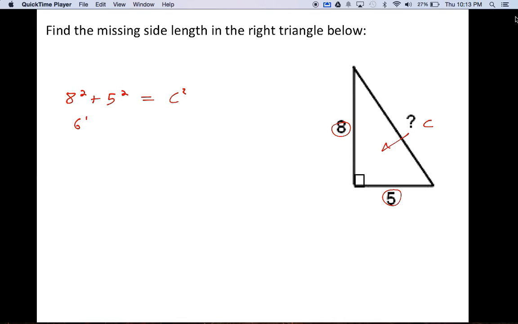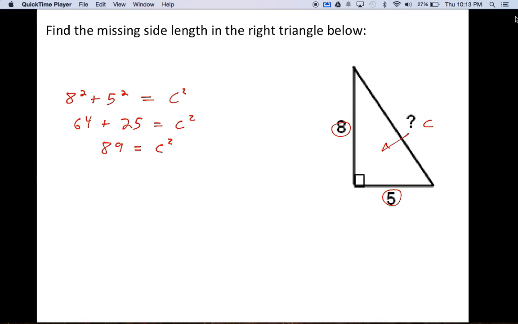Now 64 is what 8 squared is. 5 squared is 5 times 5, that's 25, equals c squared. And if I add those together, I get 89 equals c squared. But I just want c, right? I don't want c squared.